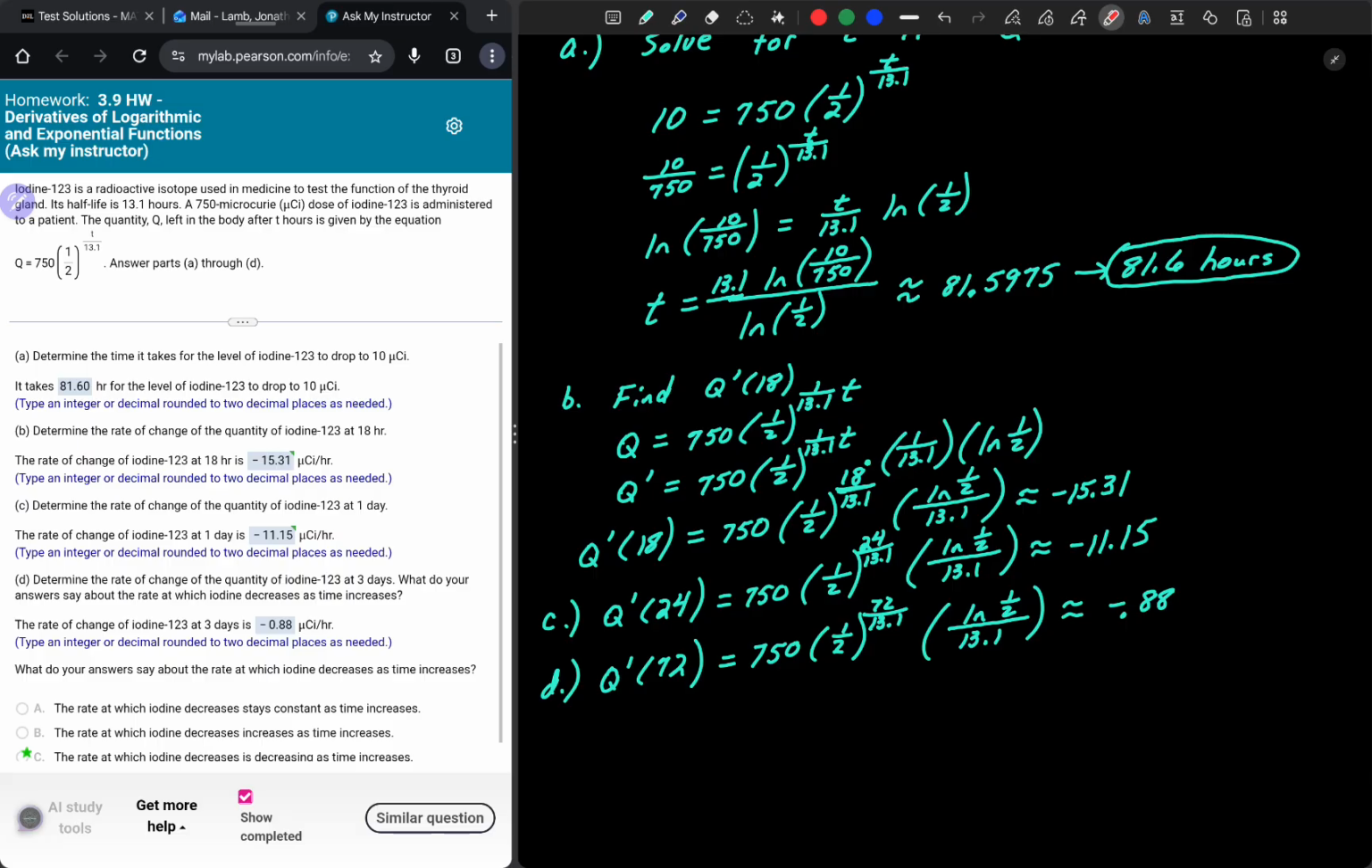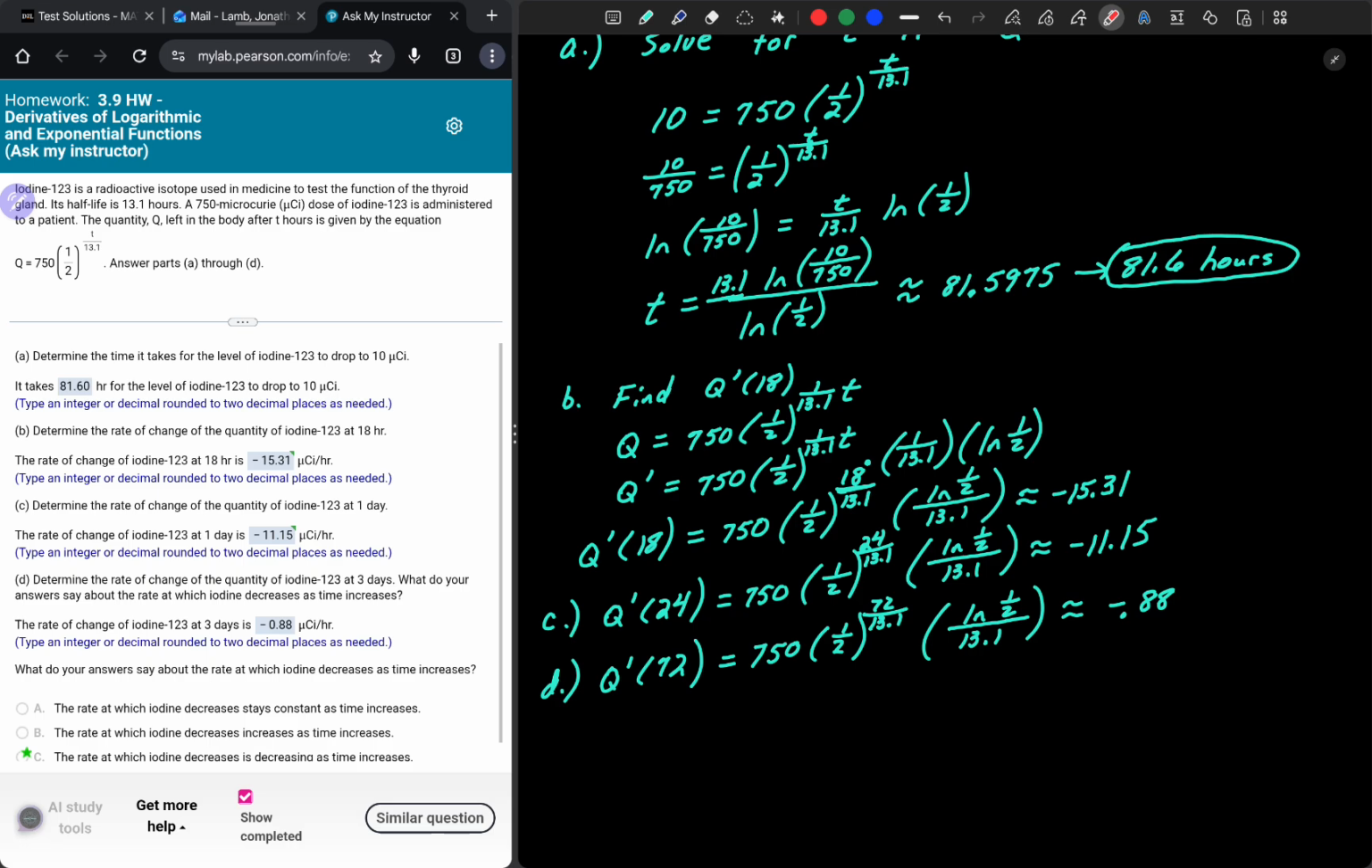Well, notice after 18 hours, its rate of decrease was negative 15.31, the units in this case being units per hour. After 24 hours, the rate of decrease had slowed down to only negative 11.15. After 3 days or 72 hours, it had slowed down to only negative 0.88. Well, what that's showing you is that there's almost none left in the bloodstream at that point. So as it decreases in the bloodstream, the rate of decrease will continually decrease as well, because it can't keep on decreasing at the same rate.